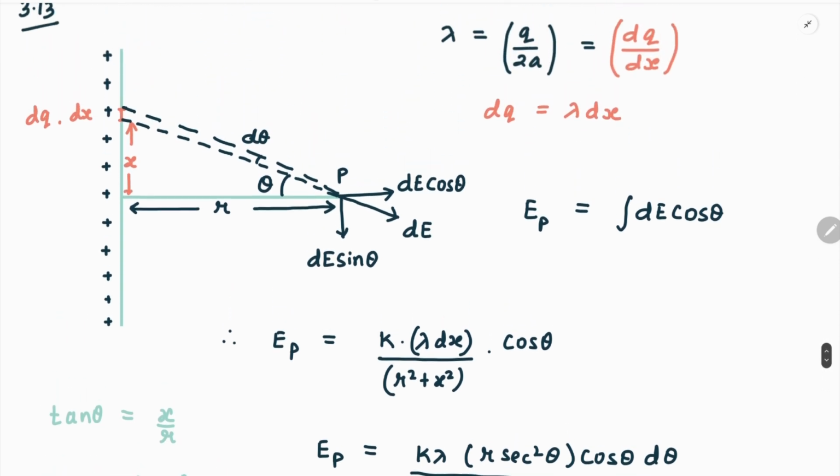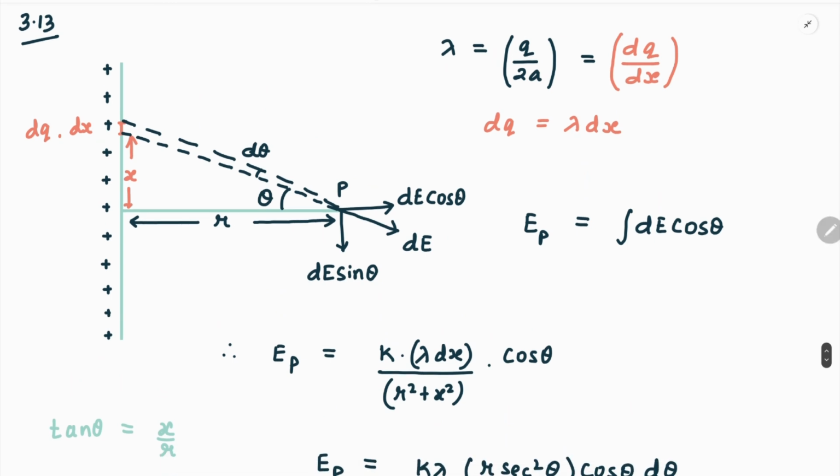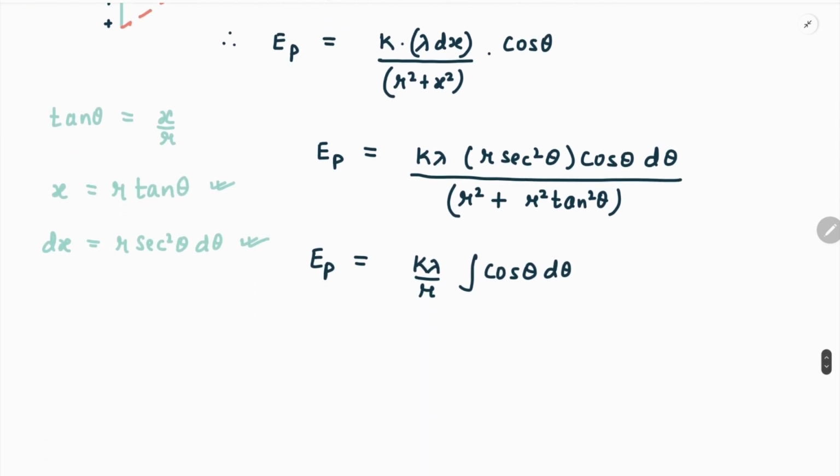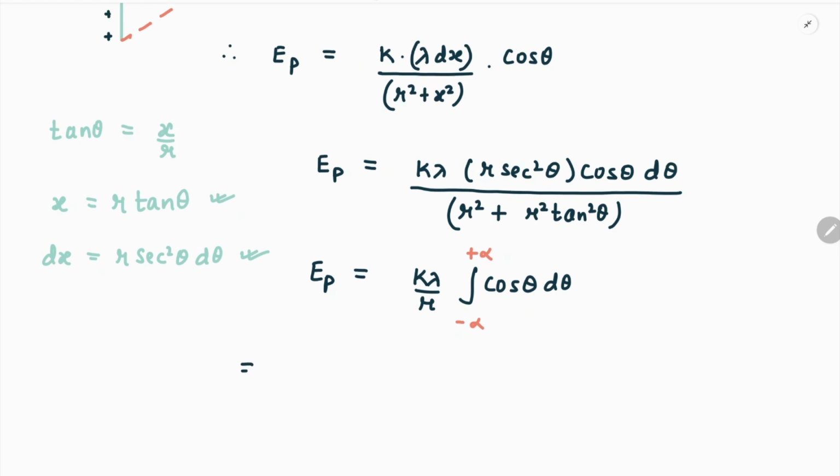Now over here the next thing which we need to understand is the limit of integration which will be needed. So the limit of integration will extend from the angle alpha to the angle again alpha on this side, since on both the sides the side length is a and r respectively. So over here I can say that the limit of integration extends from minus alpha to plus alpha, and on solving this we obtain E_P equals 2kλ by r sin alpha.